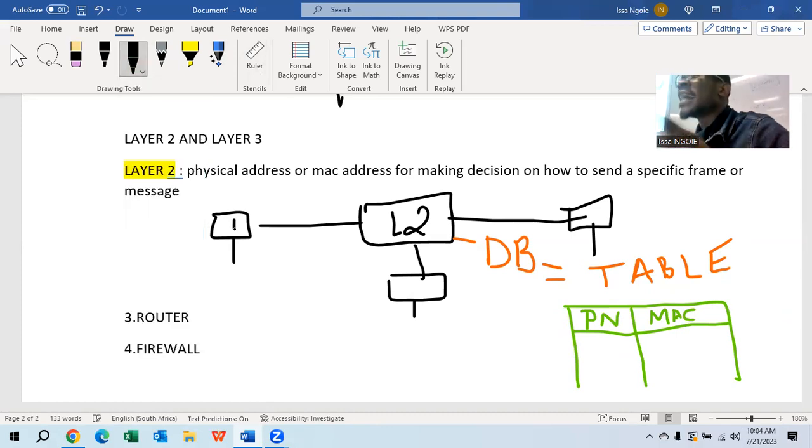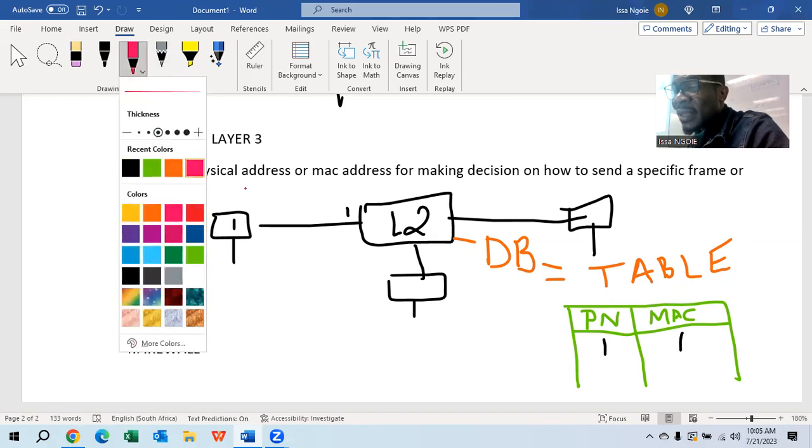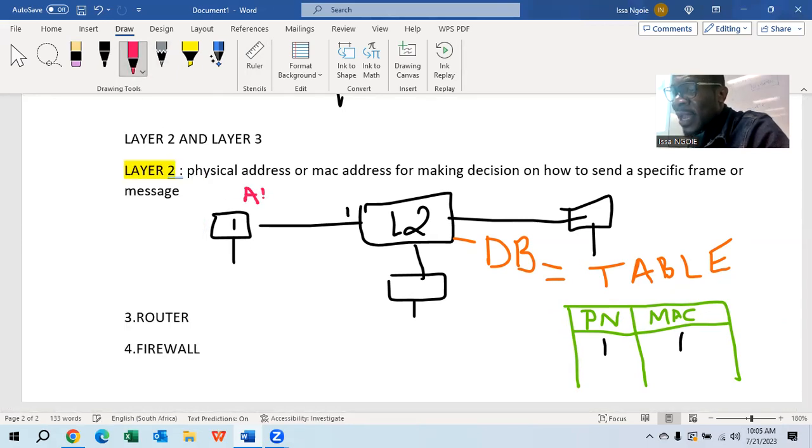So how does this table work? If you plugged your PC1 into port 1, this database will keep what? Port number 1, there is PC number 1. Suppose the MAC address of PC1 is AA. Just an example, like AA-ish. This AA will be here. AA.